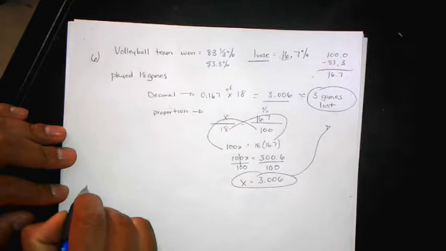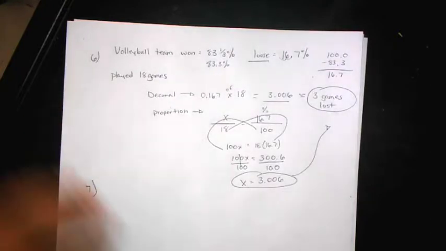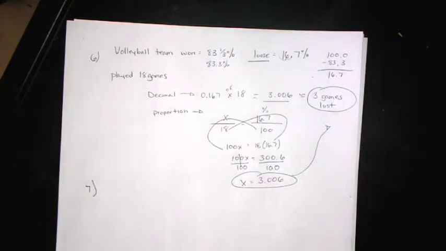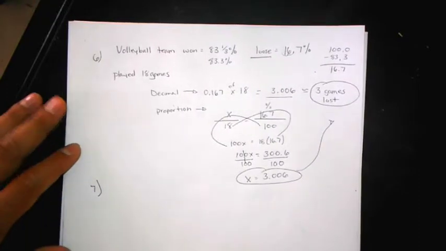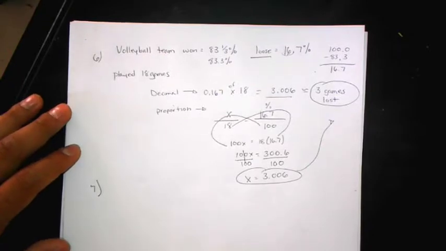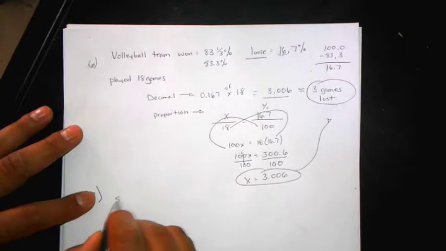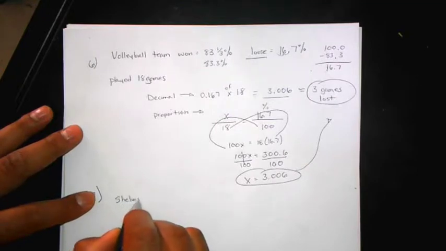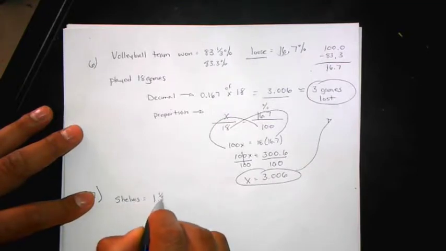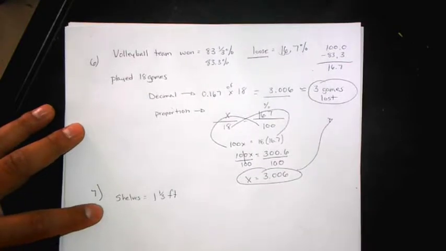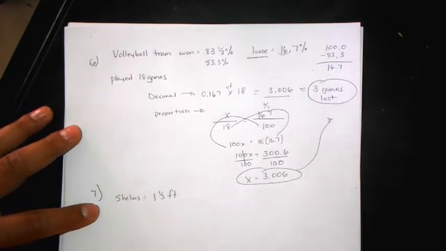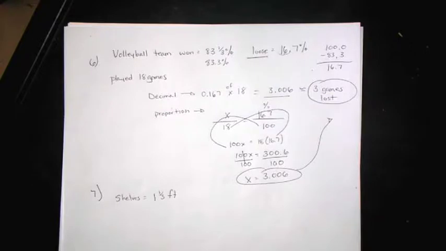Okay, moving on to problem number 7. Number 7 reads, Mr. Apostle wants to create shelves for his classroom that are 1 1/3 feet long. So the shelves are 1 1/3 feet long. How many shelves can he put in his classroom if he uses an 18-foot board?